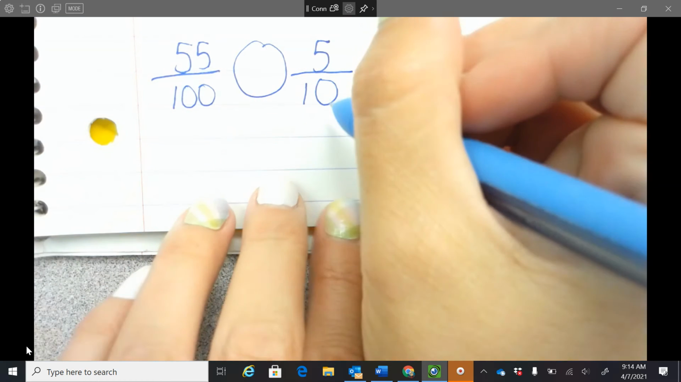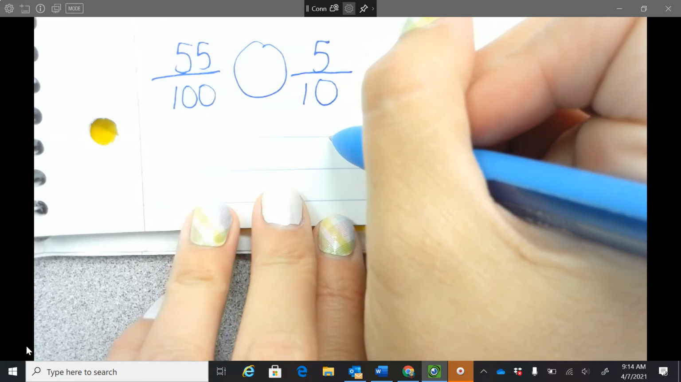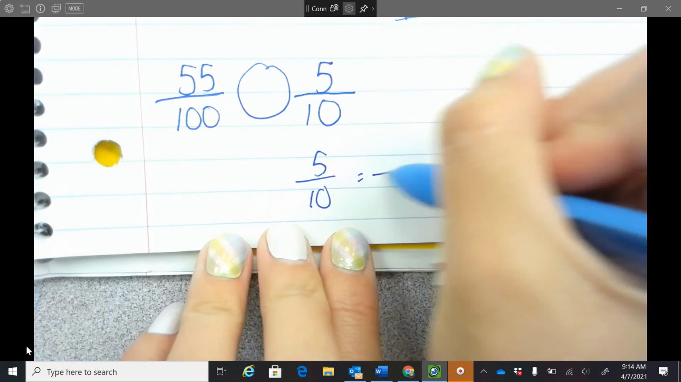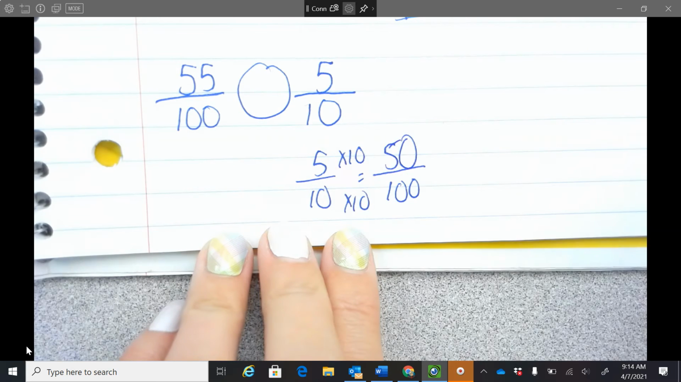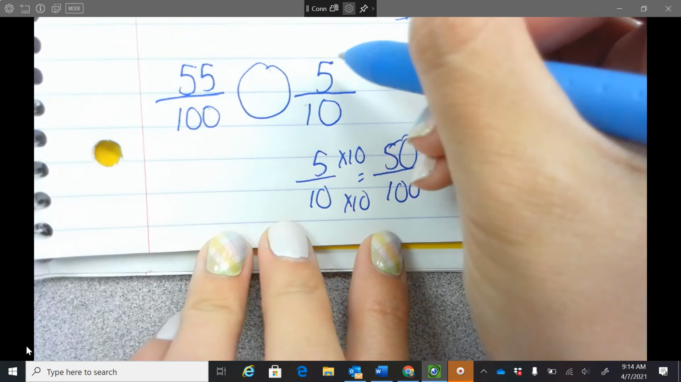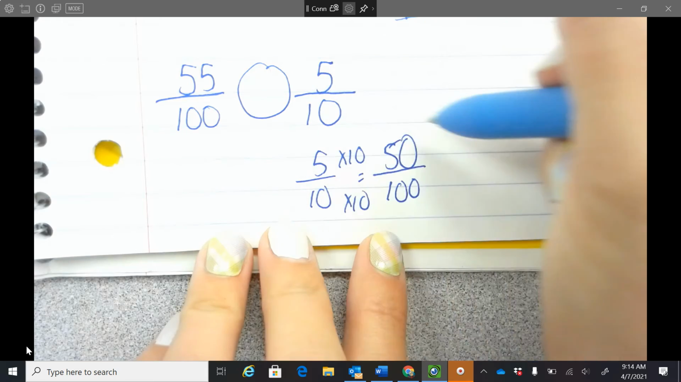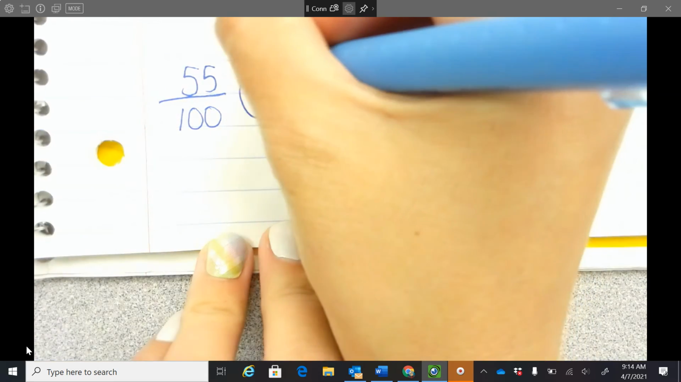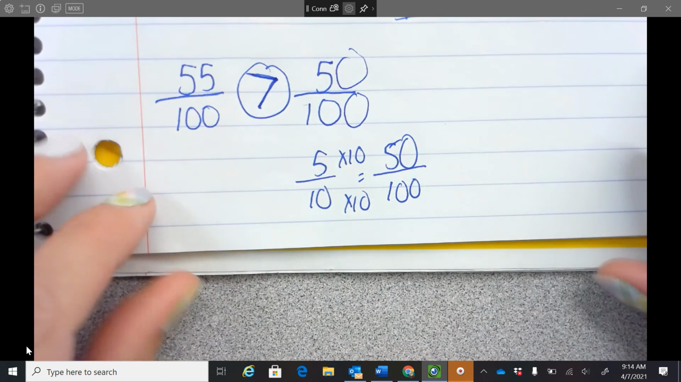Nathan, tell me what you did, buddy. So first I wrote out 55 hundredths and then 5/10. So I times the 5/10 by 10. Whatever I do to the bottom, I do to the top. And then I got 50 hundredths. But there's 55 hundredths, and 55 hundredths is greater than 5/10. Good job, dude. So Nathan said that if you make it hundredths, it is 50 hundredths, and that 55 is greater. Do you guys agree with Nathan? Yes, good job, Nathan.